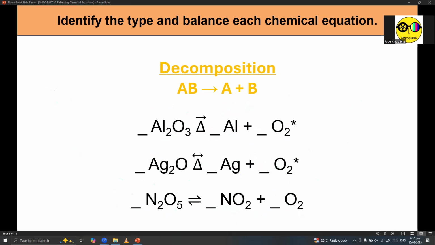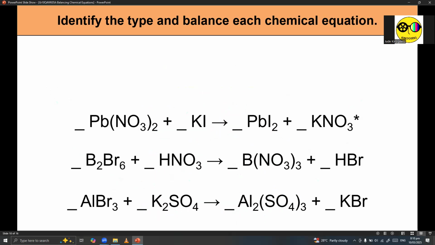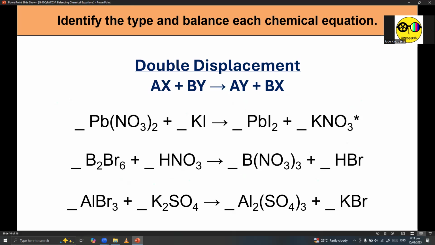All right. So we're now on our fourth group of equations. And in this group, this is the longest, normally this is the longest group of equations. And we have double displacement. Because in double displacement, you exchange partners in each reagent.